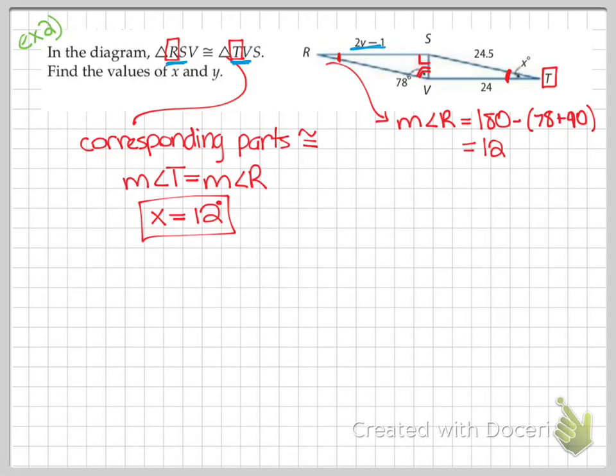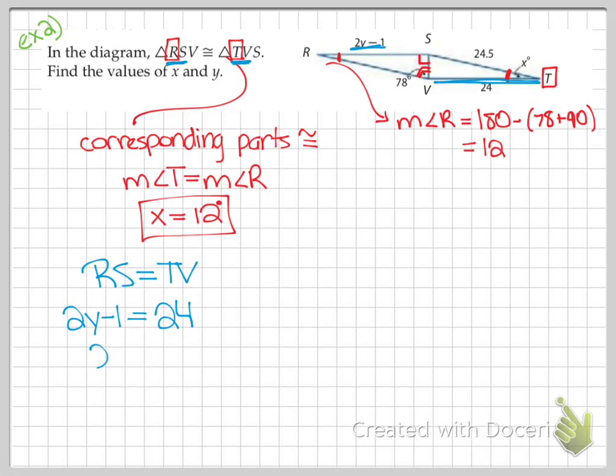You have to look at that congruent statement if you can't tell, because there are some sides that look almost equal here, so you've got to be really careful. RS pairs up with TV, and we know that TV is 24. So I know RS equals TV, so 2y minus 1 equals 24.